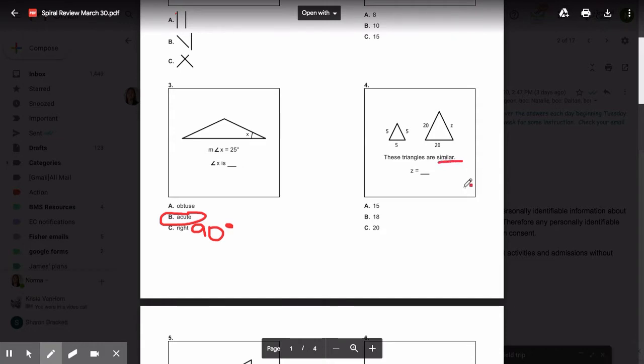For number 4, again, we're dealing with triangles that are similar. So they're changing by the same proportion. These triangles are equilateral triangles, meaning all 3 sides are the same length. If all 3 are 5, the length of 5 on this triangle, then all 3 on this triangle are going to be 20. Very good. So Z is 20.